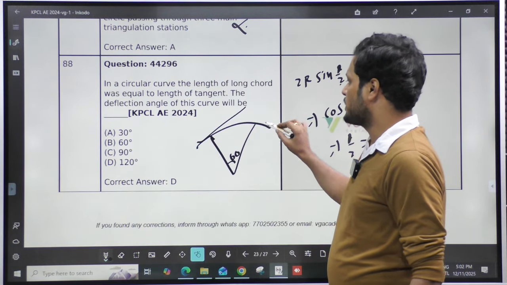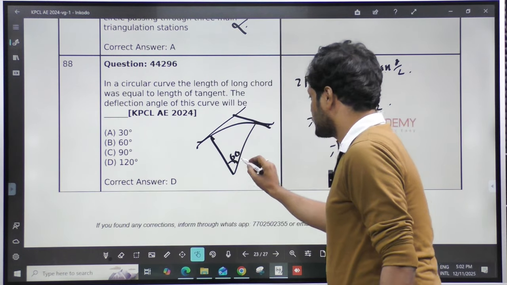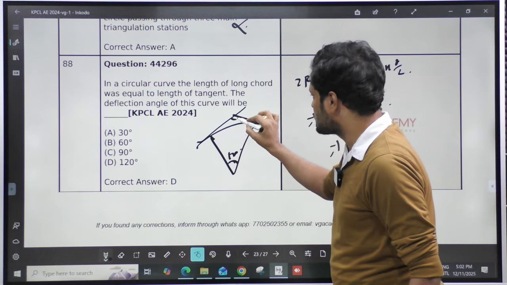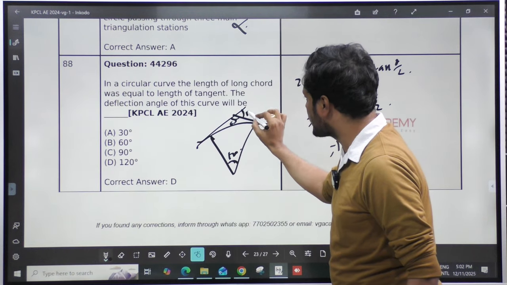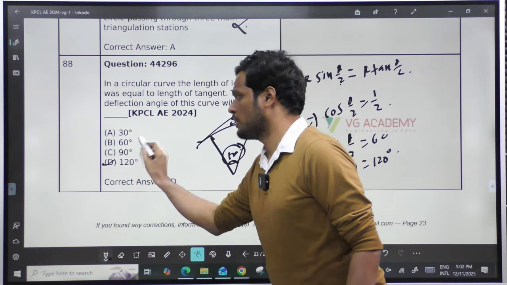Okay. So here there is a tangent, here there is a tangent. So here 120, sorry. So we got 120 here. So this will be 60, this will be again 120. So deflection angle will be equal to the central angle D.